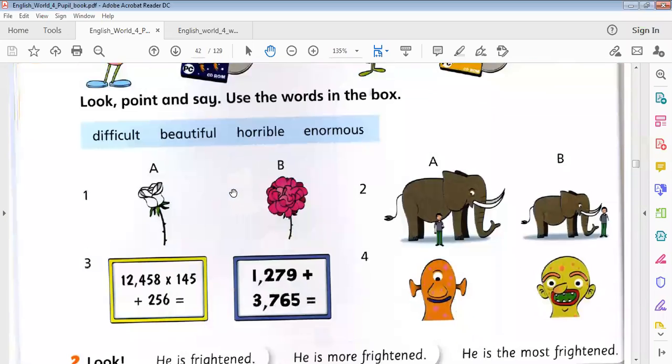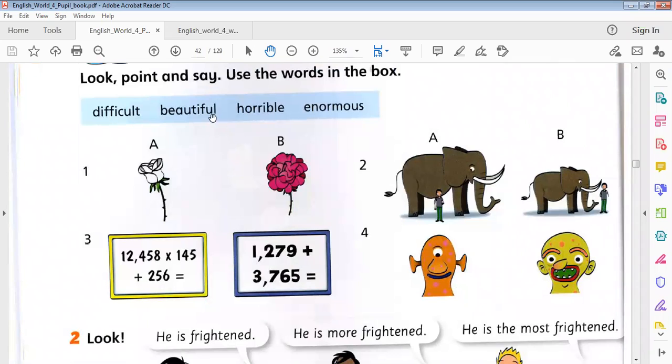If you go down here, we have these examples. We have four words here, which are they? Difficult, beautiful, horrible, enormous. Difficult means something very hard. For example, this exam is very hard, I can't solve this question. Beautiful, you know the meaning. Horrible means ugly, very ugly. Enormous means very big.